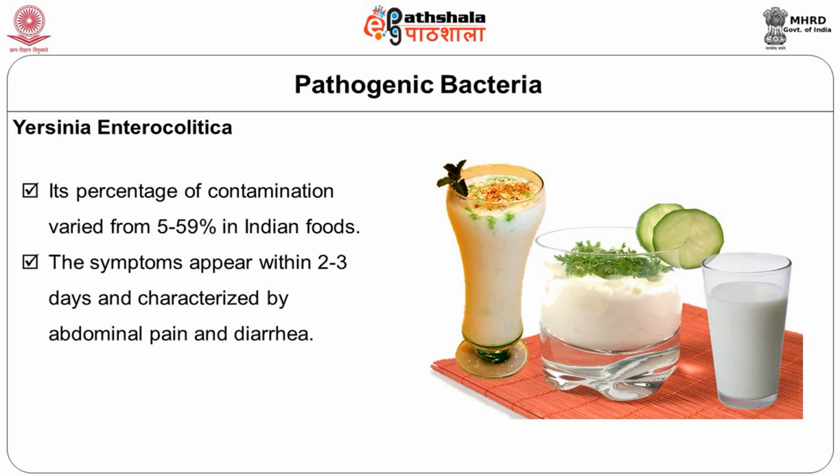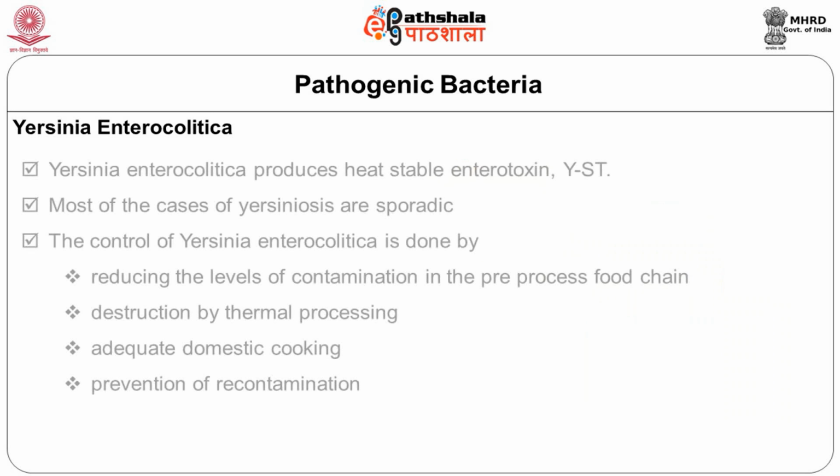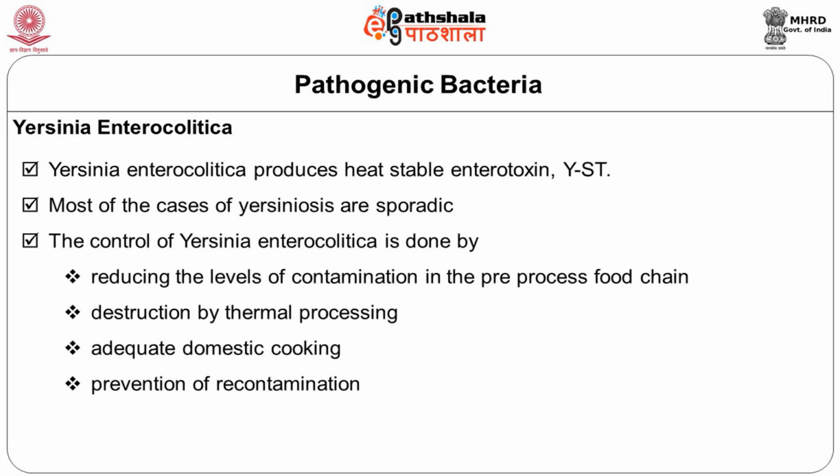In India, this bacteria is widely associated with foods like milk, buttermilk, lassi. The percentage of contamination varied from 5 to 59 in Indian foods. Yersinia enterocolitica produces heat stable enterotoxin, and in most cases yersiniosis is sporadic in nature. The control of Yersinia enterocolitica is done by reducing the levels of contamination in the pre-processed food chain, destruction by thermal processing and adequate cooking at the household level, and prevention of recontamination.